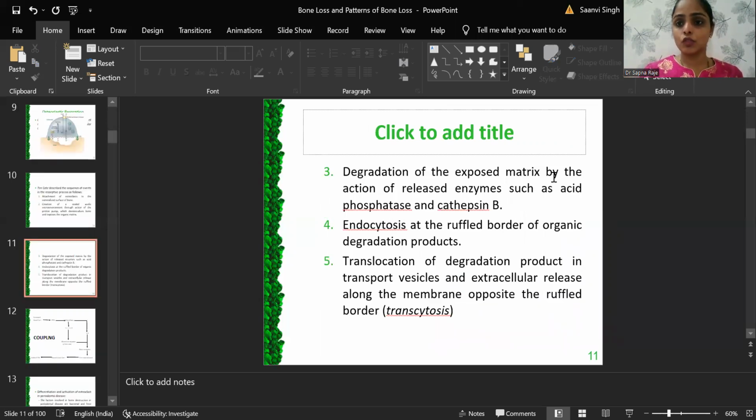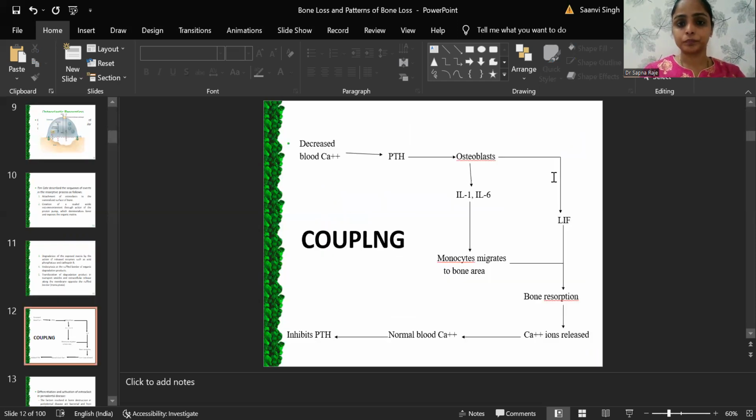There is degradation of the exposed matrix by the release of enzymes such as acid phosphatase and cathepsin B, which are released at the margins. Then endocytosis of the organic degradation products at the ruffled border. Then translocation of degradation products in transport vesicles and extracellular release along the membrane opposite the ruffled border.